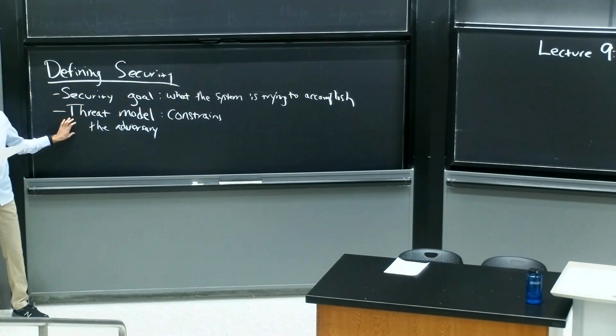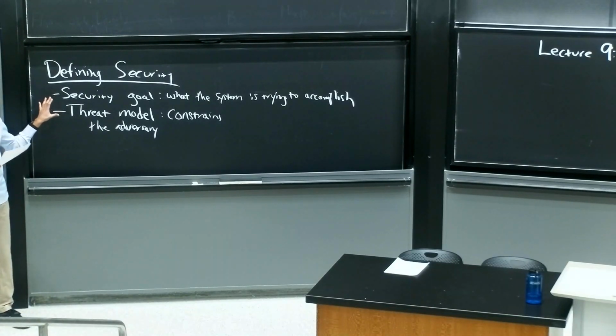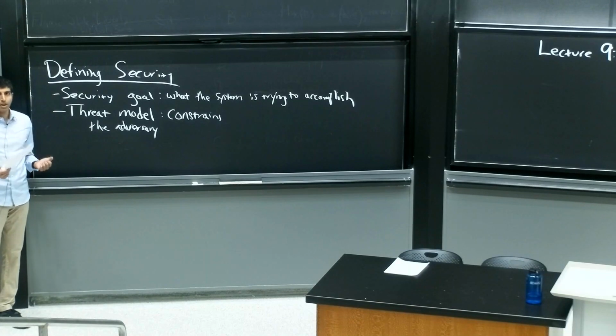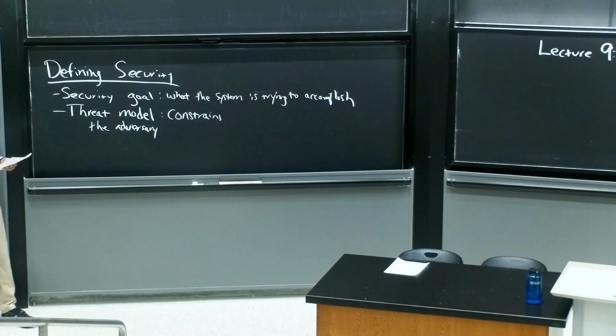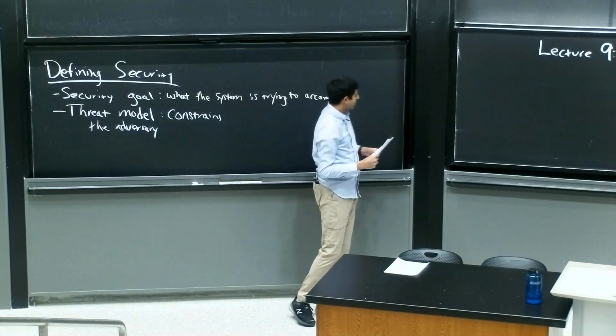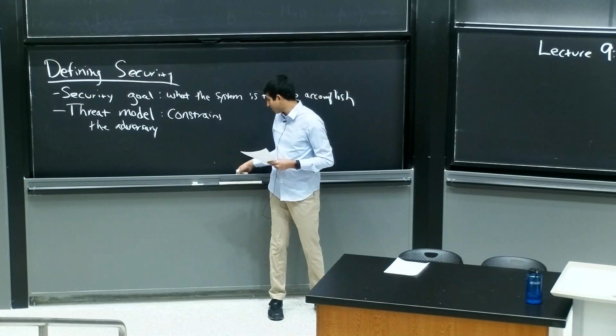What can and can't the adversary do? What does the adversary know? What does the adversary not know? Maybe things like how much computing power the adversary has, things like that. Now, these sound kind of abstract. We'll go through a bunch of concrete examples, and then this will make a lot more sense. But only once you define these sorts of things can you even talk about whether or not a system is secure.